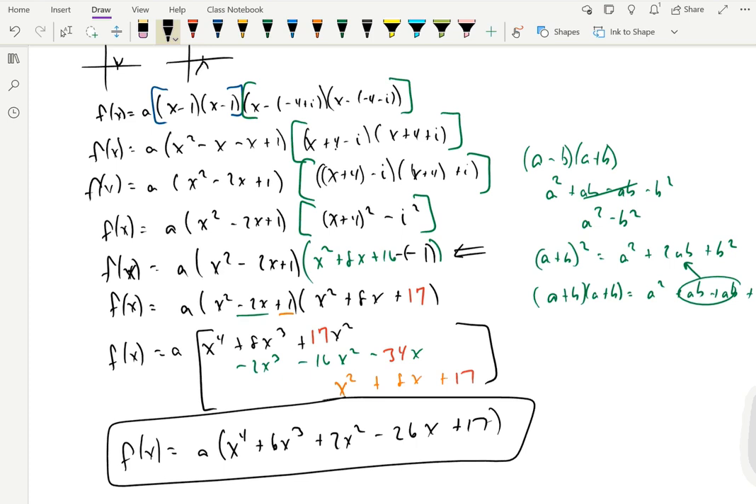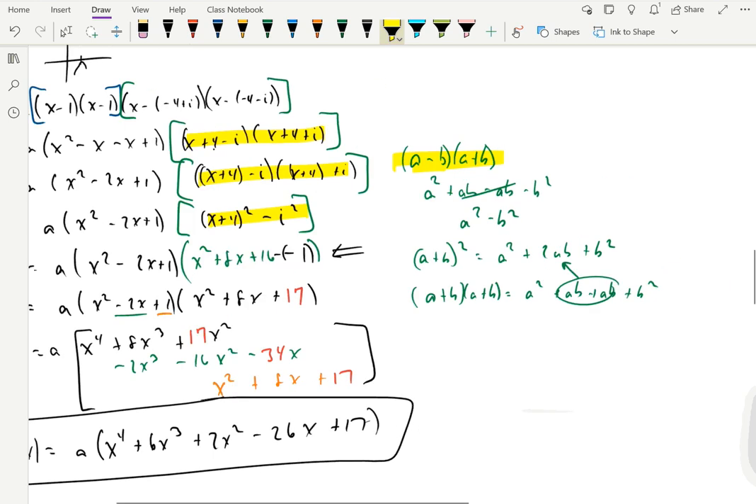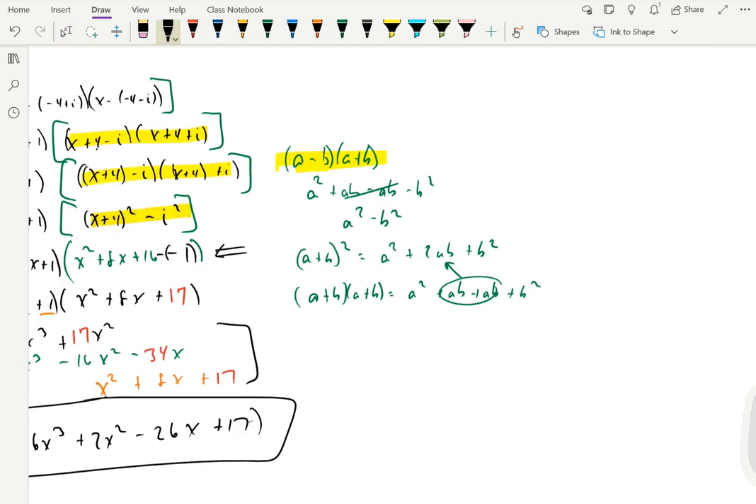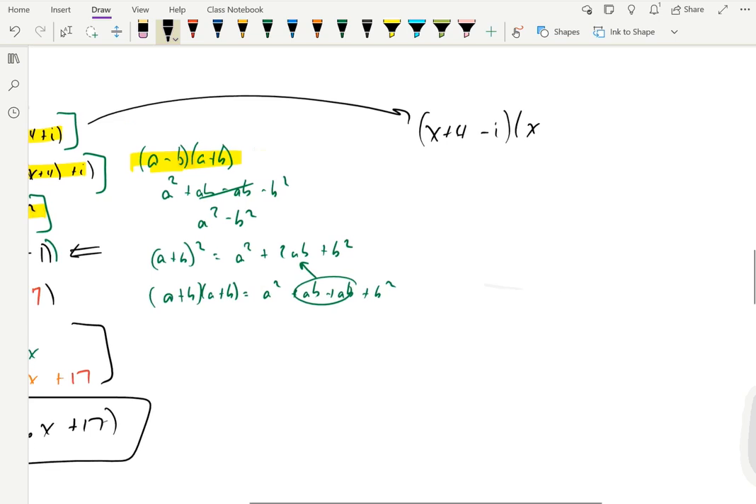Okay, so that does answer the question. One of the things I had said earlier was that when we were up on this step, we might have seen that we had this pattern as far as conjugate pairs. If we happen to see that, great. If not, let's take a look at what this would have become otherwise. We would have had x plus 4 minus i multiplied by x plus 4 plus i.